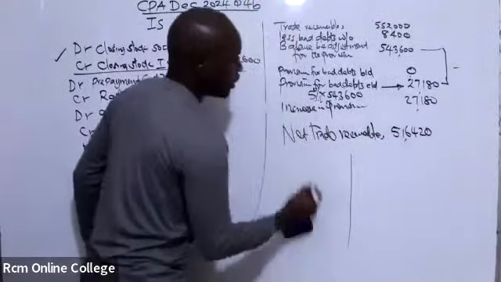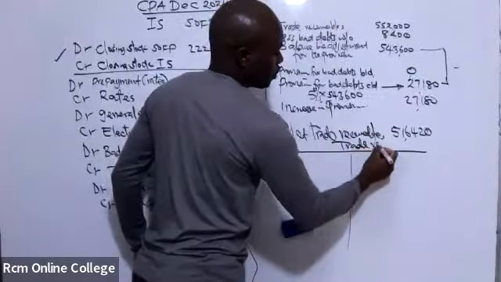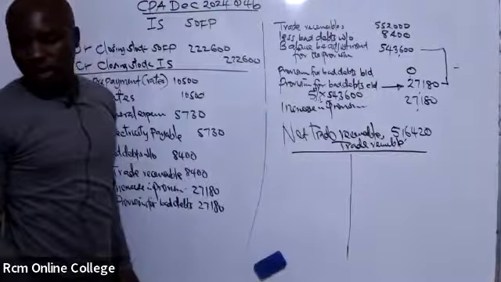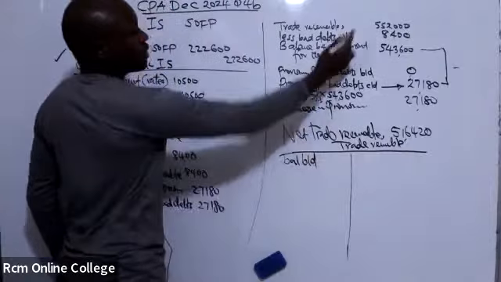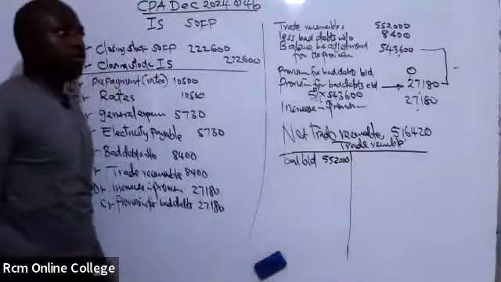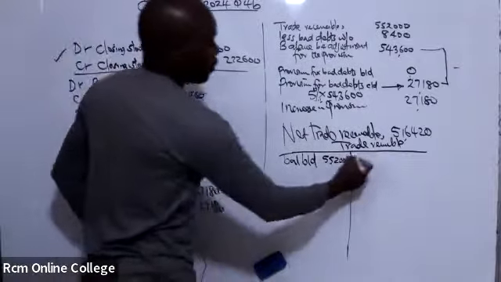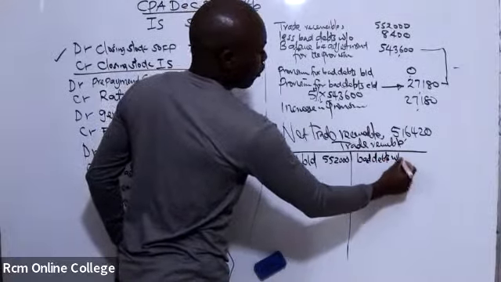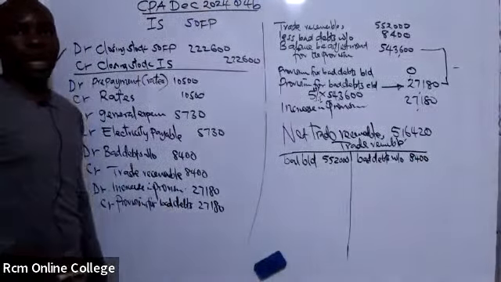516,420. Good. Can we just try the trade receivables T account? Trade receivables, or what you call ledger account, right? Now, in the trade receivables ledger account, we have the opening balance, which is 552,000. Then we're supposed to talk about the bad debts written off. A reduction in an asset account will be credited. So bad debts written off, that is 8400, right?